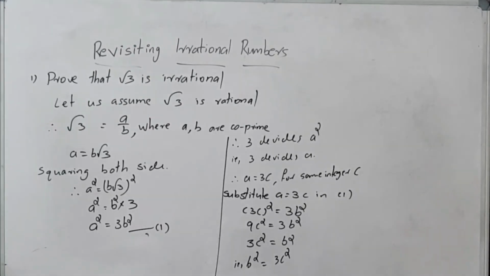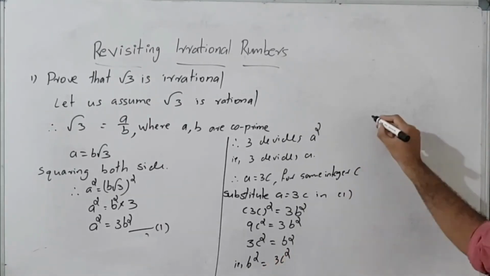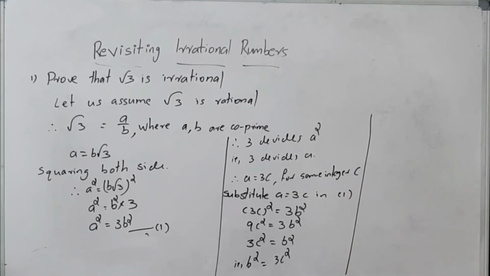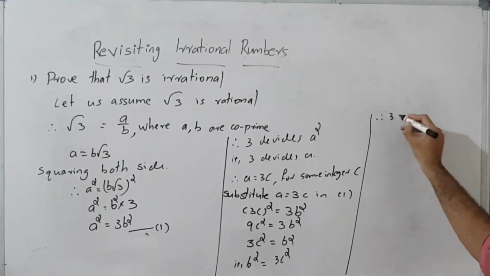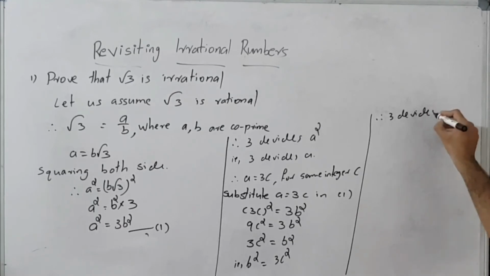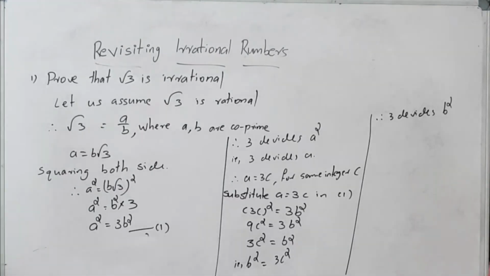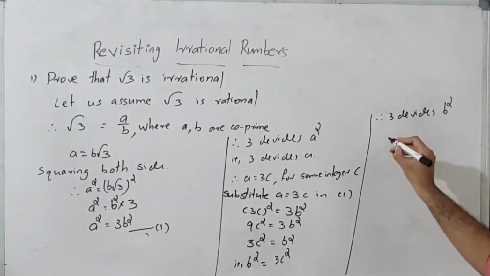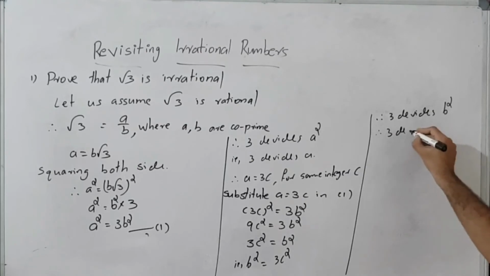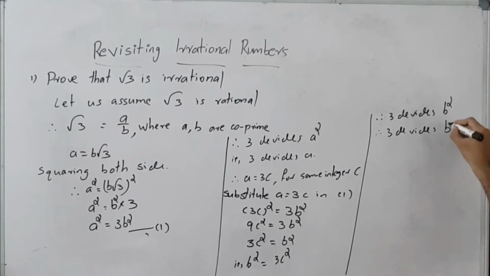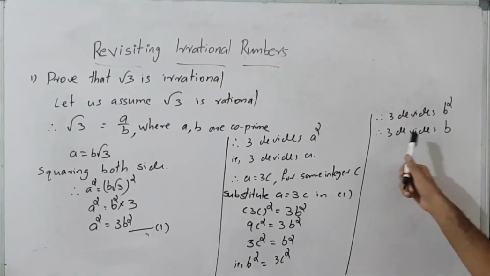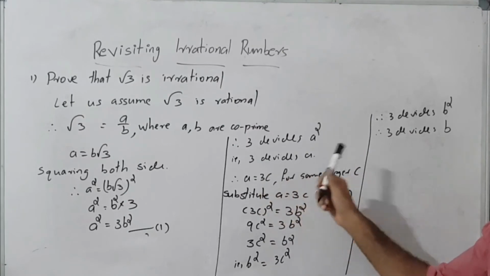Then what did we get here? We got b square is also a product of 3. b square is also a product of 3 means 3 divides b square. Therefore 3 divides b square. If the prime number 3 divides b square, then by the statement 3 divides b also. Therefore 3 divides b. Correct? Then, as in the previous case, what did we get from here? We got 3 divides b and 3 also divides a.